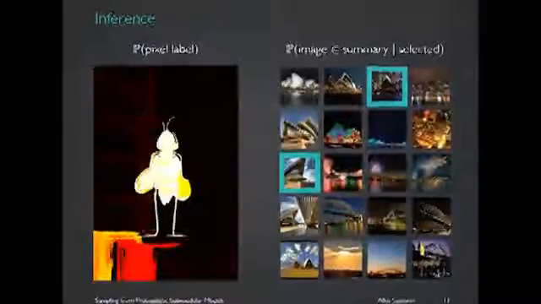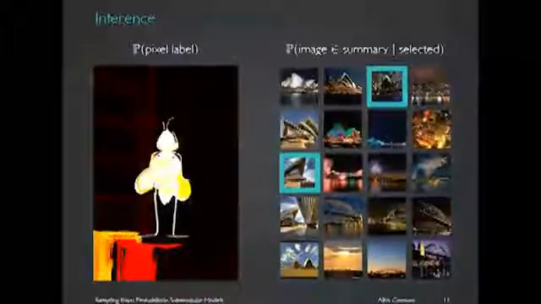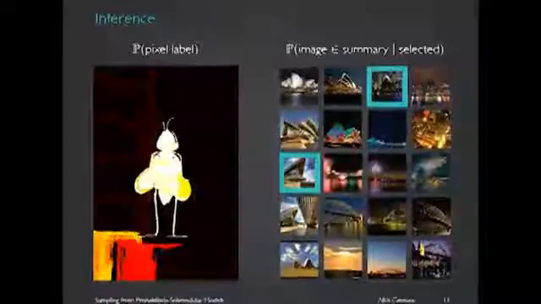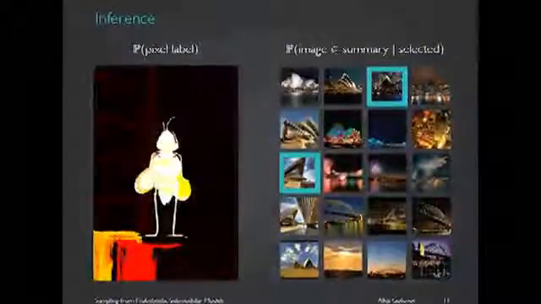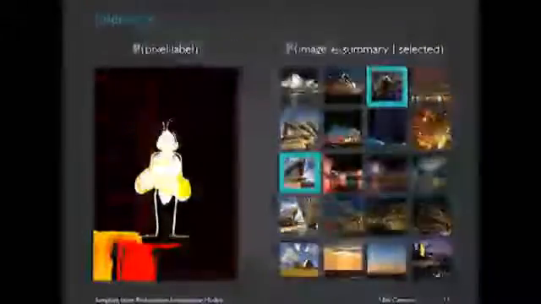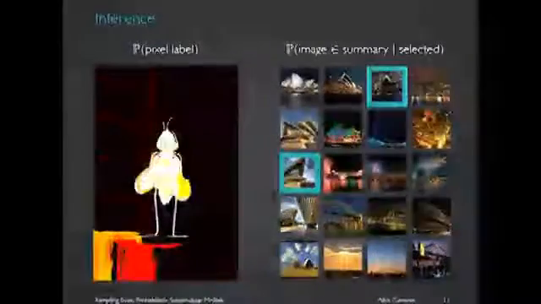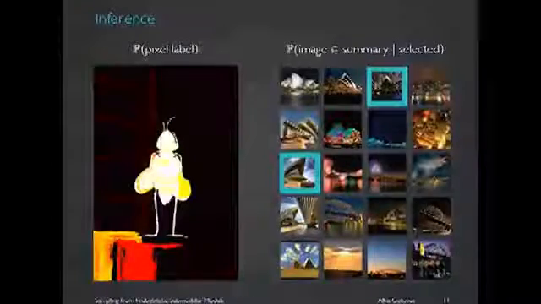Now, of course, what we're interested in doing in these models is inference. So computing various marginal probabilities, say the probability of a pixel being assigned to foreground or background, or conditional probabilities. For example, the probability of an image being included in our summary, given that we have already selected a few images to be in a partial summary.